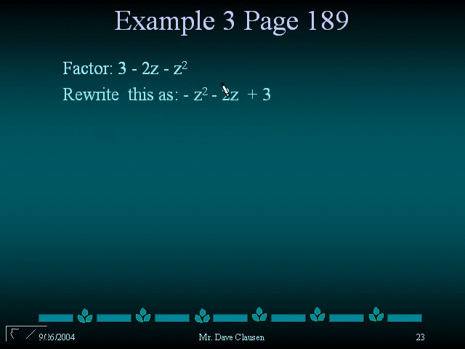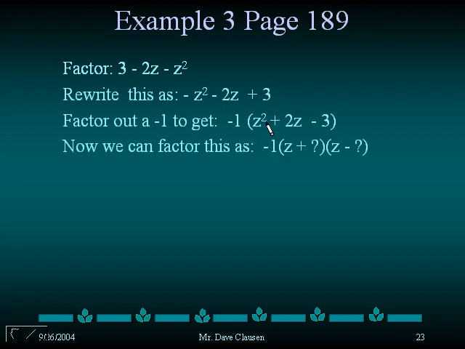Another way is to rewrite it and turn it around. So negative z squared minus 2z plus 3. In which case, we're going to want to factor out a negative 1, so we'll have positive z squared. So that's negative z squared divided by negative 1 is z squared. Negative 2z divided by negative 1 is positive 2z. And 3 divided by negative 1 is negative 3. Then, this is z squared plus 2z minus 3. Don't forget the negative 1 we factored out.